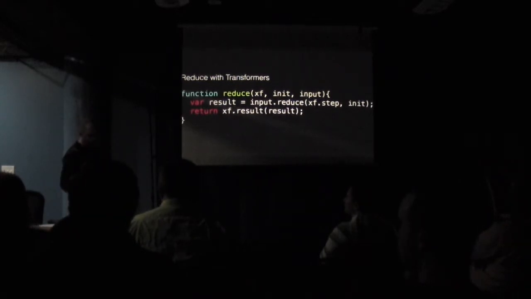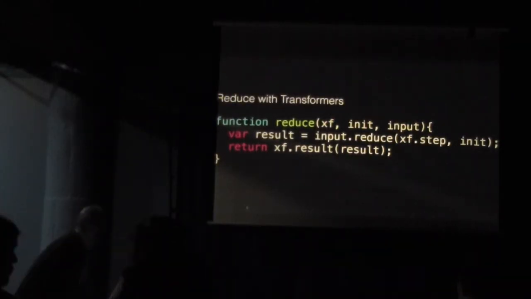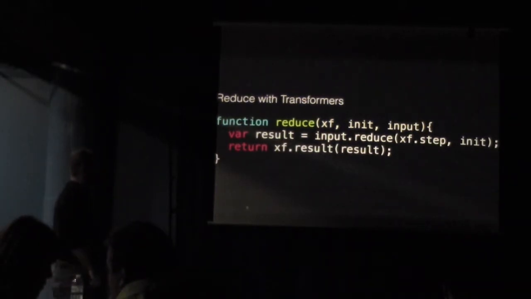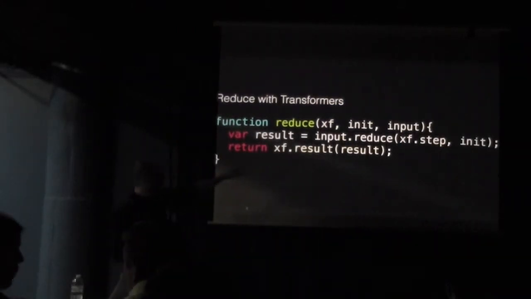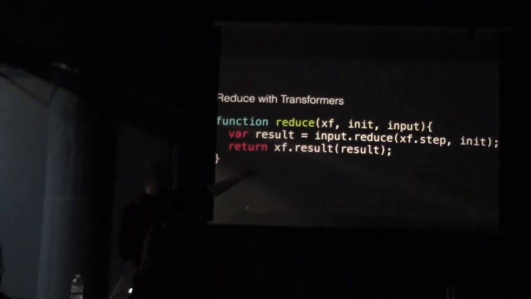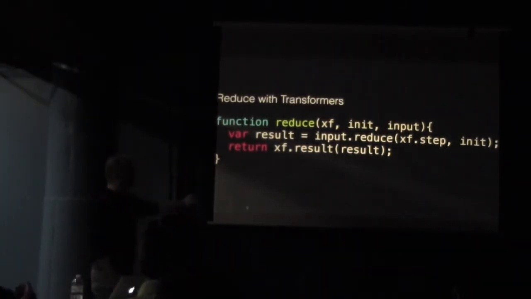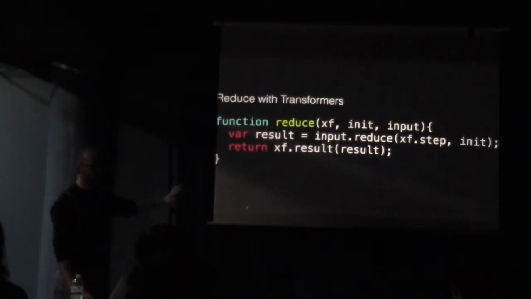So reduce. Again, we're just redefining reduce from the arrays. We're actually reusing the reduce right now from arrays. That's what input is right now. Input is an array. Our reduce uses the step function from our transformer, passes an initial value, and I call result before we return it. So that's all reduce is. So any questions before I move on?